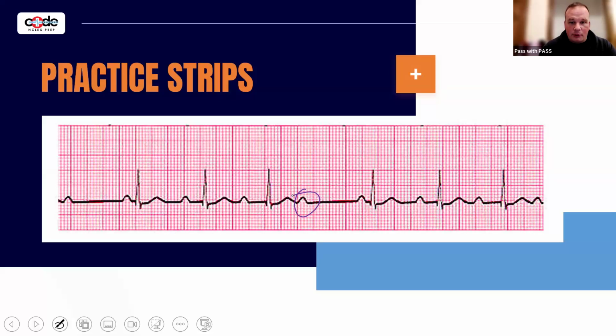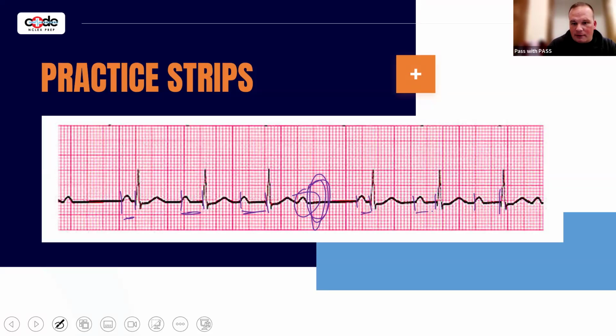Good. Yes, you are correct. Both of you are correct. So it is a Mobitz type 1, or a second degree type 1, or a Wenckebach, whatever your flavor is. That's what it is. I have more P's than I have QRSs. When I measure the PRI, I'm getting longer and longer and longer until boom, I drop a beat. Now I start all over again.